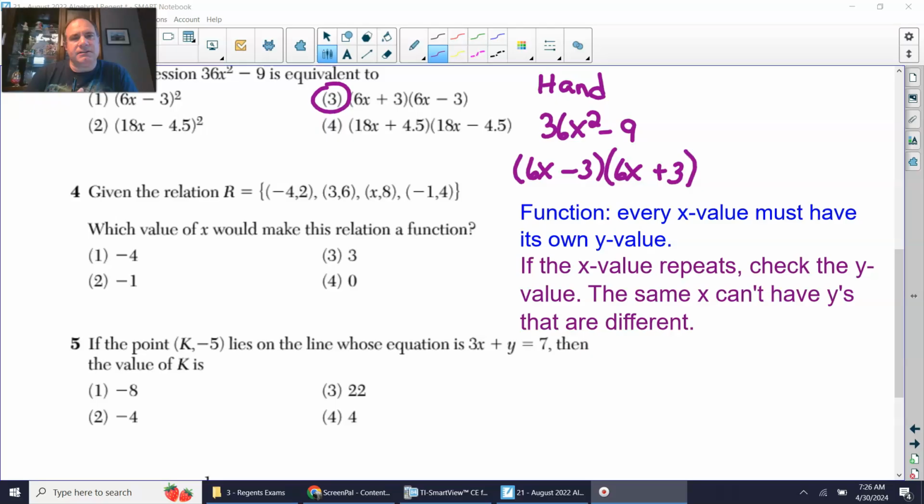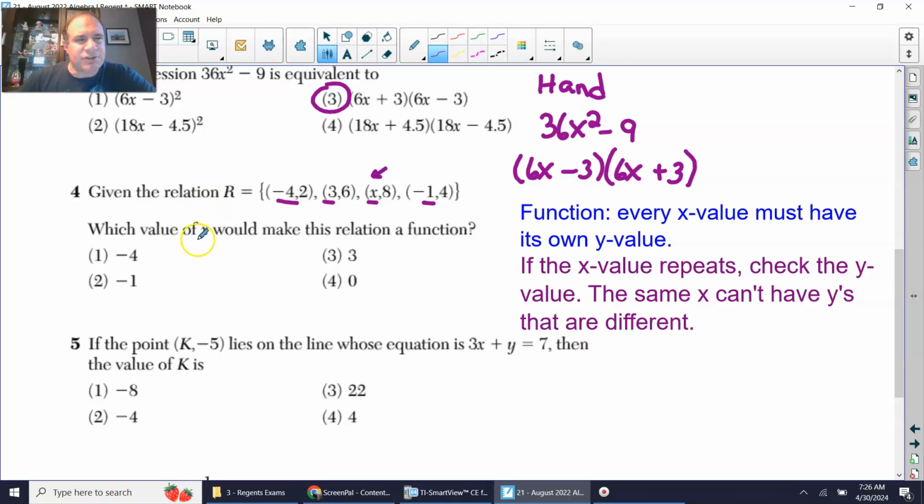And what that means is that an x can't have two different y's attached to it. So we're talking about inputs and outputs. So x is an input, y is an output. So an input can't have two different outputs. So simply, I'm going to look to see if the x repeats at all here. And this right here is the x that they're talking about.